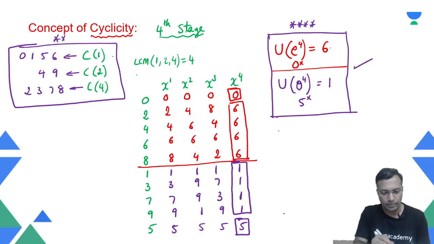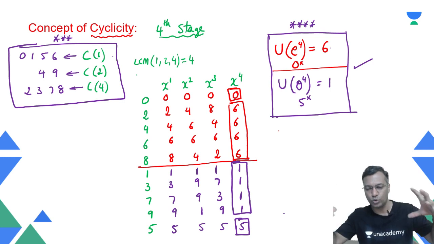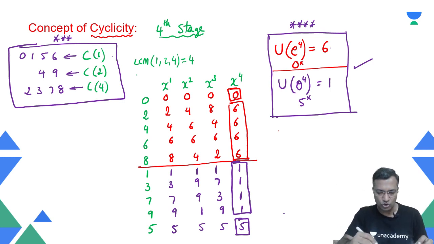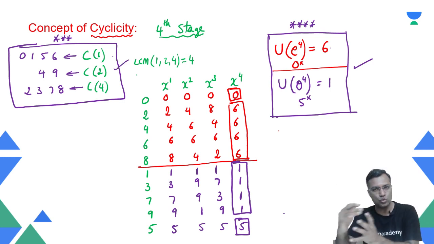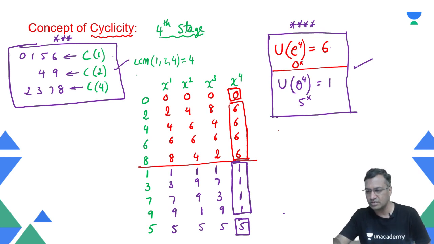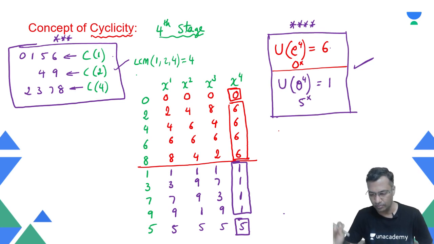Now this is all about the cyclicity. You need to learn both these charts by heart. You should know which digits have the cyclicity of 1, 2 and 4, and you should know the units digit of the fourth power of an even number and of an odd number. So this is the kind of summary which puts things in perspective. Let's now get into the problem solving.